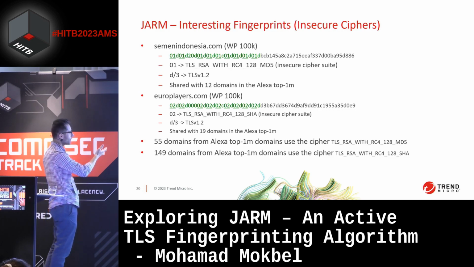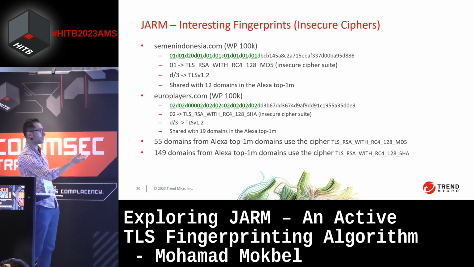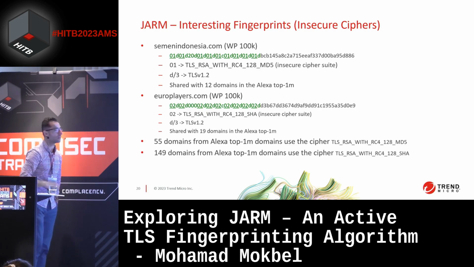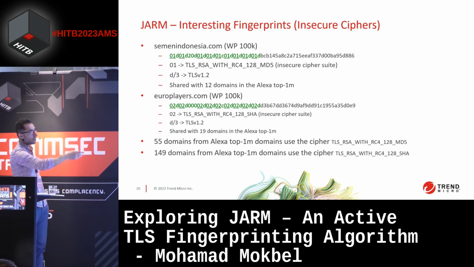For example, 55 domains from the top Alexa 1 million use this insecure cipher suite. Imagine they're still using RC4 encryption, right? It's not just weak, it's insecure, meaning you shouldn't be using it. It's proven to be insecure, attackable. And the same thing goes for another 149 domains from the Alexa top 1 million that use this cipher too. Just changing the hash for the HMAC digestion from MD5 to SHA doesn't make it any more secure.